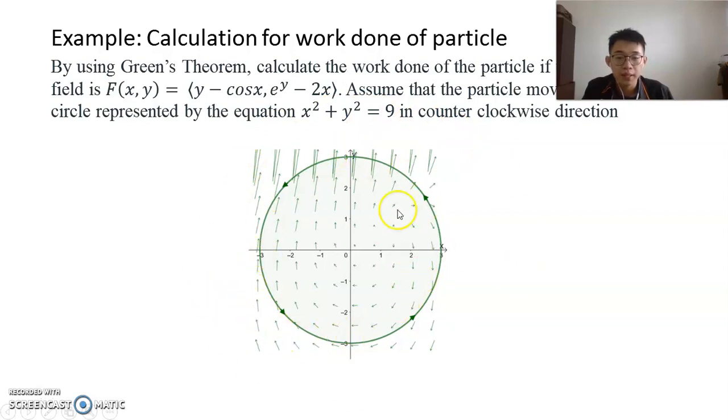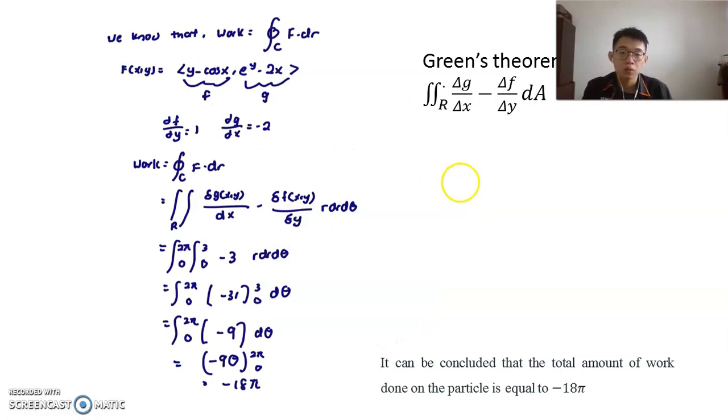So it's basically a normal circle with a radius of 3, and the particle is moving in the counterclockwise direction as shown here in this figure. Okay, so for this question, which is related to the work done application, we can use the general formula for Green's theorem, which is basically the double integral of the partial derivative of g in terms of x minus the partial derivative of f in terms of y over region A.